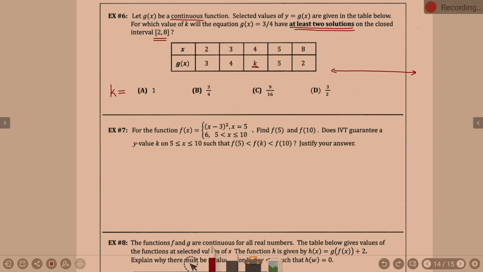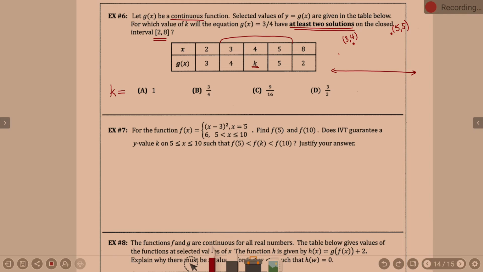Okay, so I'm trying to think what I did here. Like if you look at that point, it is 3, 4. I'm just making an arbitrary point. This point over here is 5, 5. We have two other points out there, 2, 3, and 8, 2.